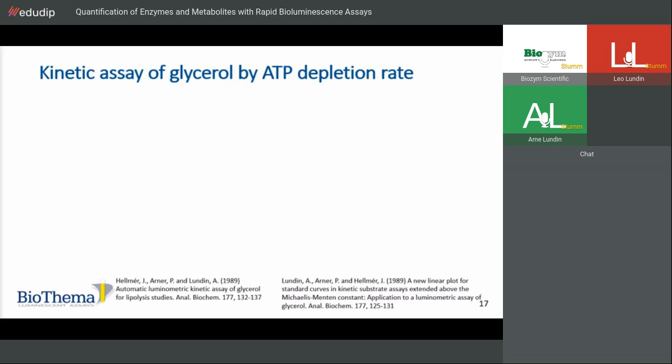The kinetic assay of glycerol by ATP depletion rate is illustrated in this slide. Lipolysis is the process of triglycerides degraded to free fatty acids and glycerol, and then glycerol is measured in an ATP depletion assay.